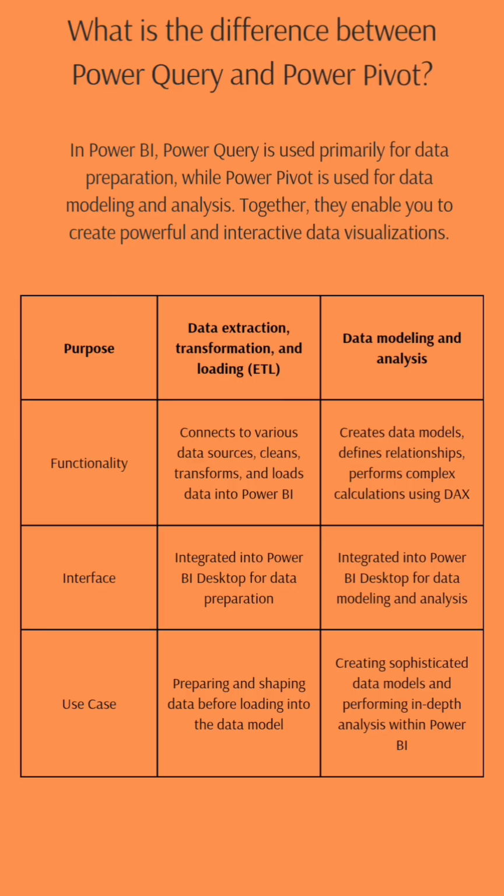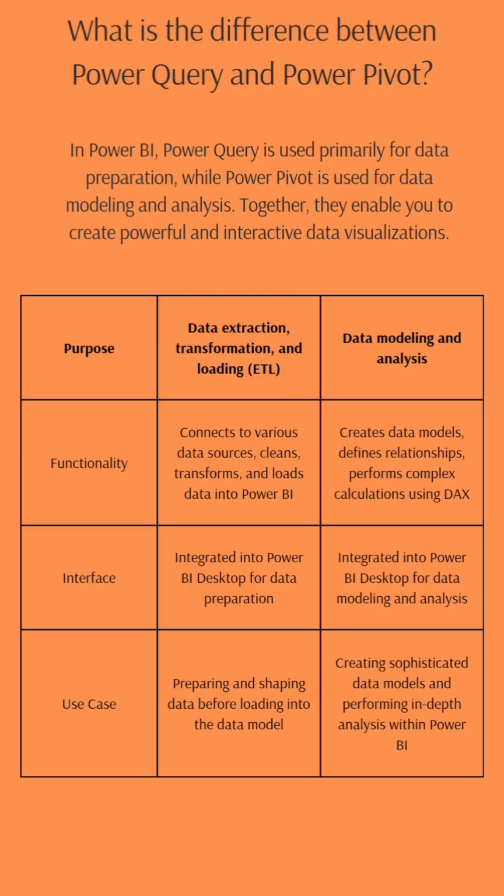Difference between Power Query and Power Pivot. In Power BI, Power Query is used primarily for data preparation while Power Pivot is used for data modeling and analysis. Together, they enable you to create powerful and interactive data visualization. Purpose for Power Query is data extraction, transformation, and loading. For Power Pivot, it is data modeling and analysis.